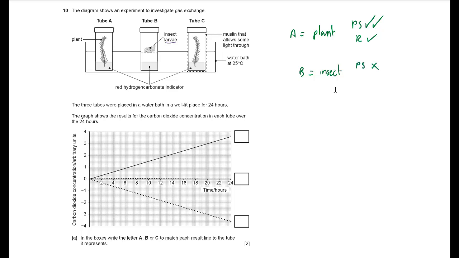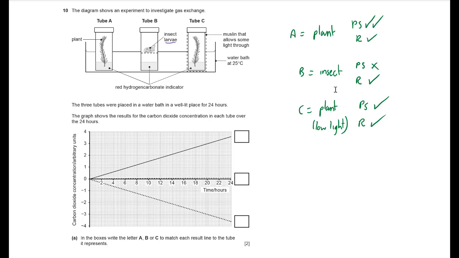Can it photosynthesize? No, because it's an insect. Can it respire? Yes, because it's a living thing. C is a plant with low light levels. So it can photosynthesize, it can respire. Now, what we need to try and do is work out what happens to them.